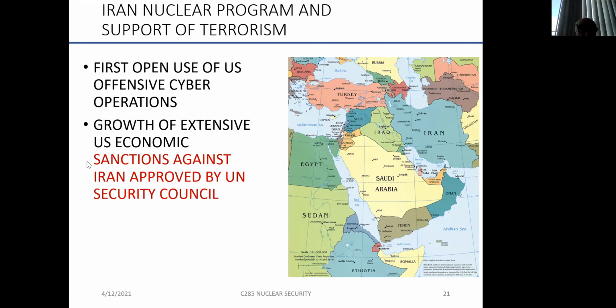I mean, there's no doubt that there was a cyber attack against the gas centrifuges. The U.S. never acknowledged that the U.S. collaborated with Israel to conduct the operation.